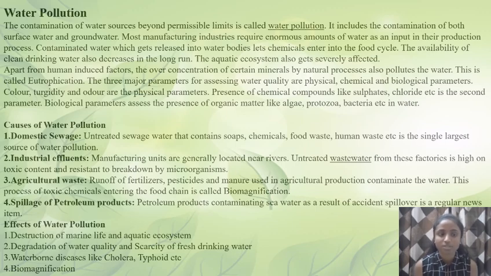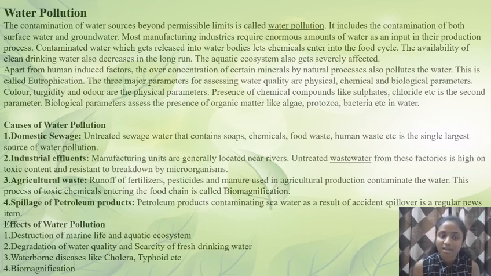The first cause is domestic sewage. Untreated sewage water that contains soap, chemicals, food waste, human waste, etc. is the single largest source of water pollution. Next is the industrial effluents. Manufacturing units are generally located near rivers. Untreated wastewater from these factories are high on toxic content and resistant to breakdown by microorganisms.